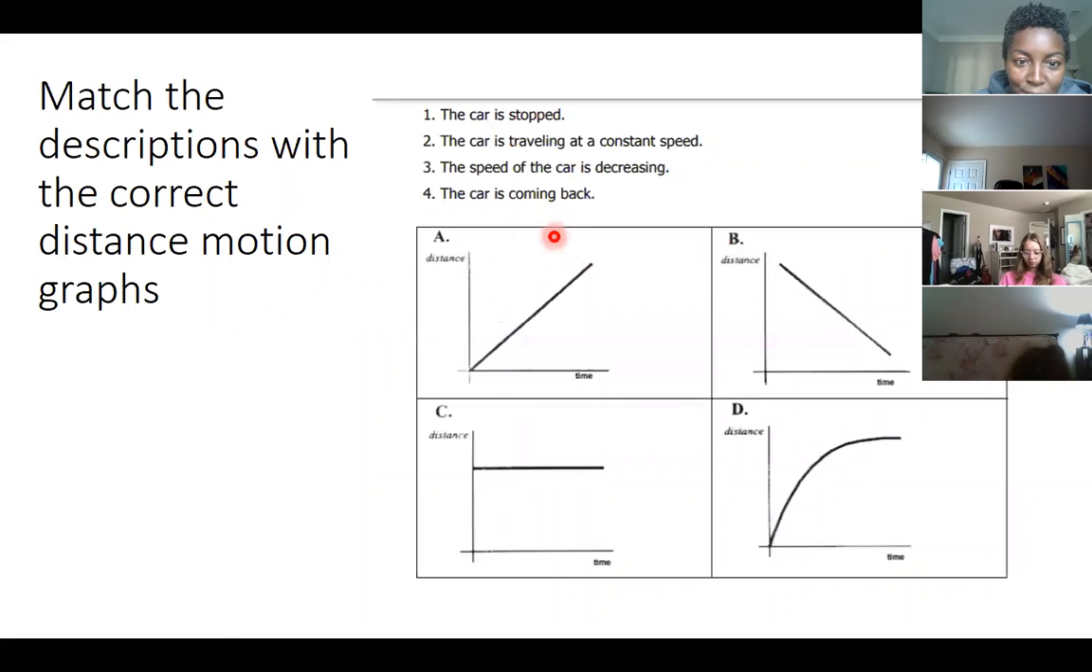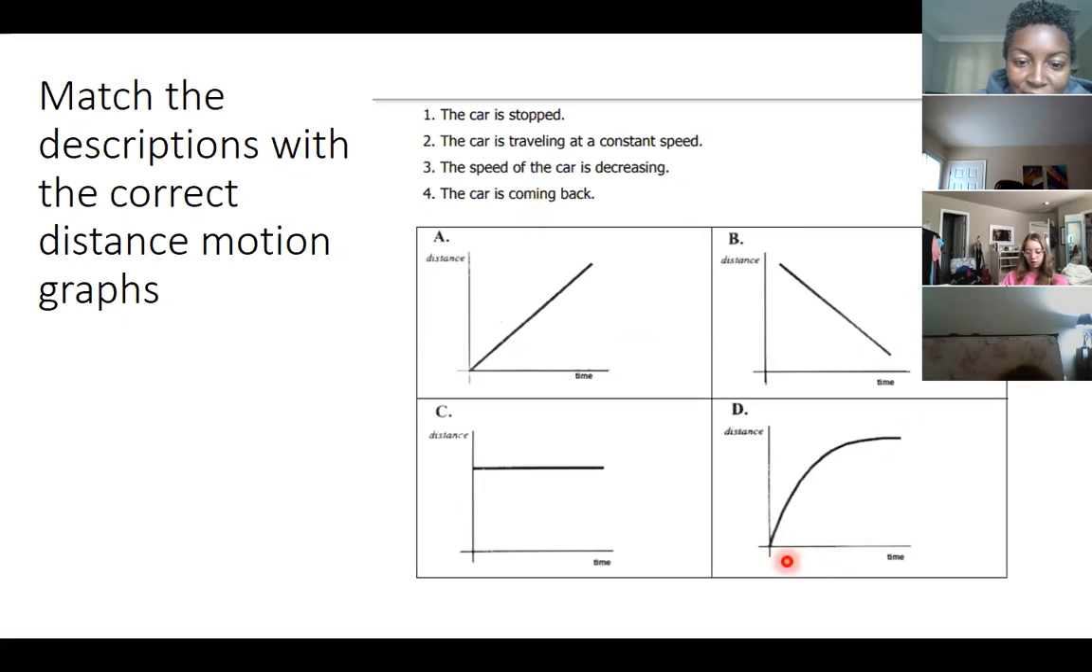You guys told me on here. Actually, that's a different one. So these are, yes, but yes, on number 2, car is traveling at a constant speed. That was A. Very nice. The most thing I saw where people were kind of, most of them were right. 3 and 4, car is coming back, or the speed of the car is decreasing, okay?